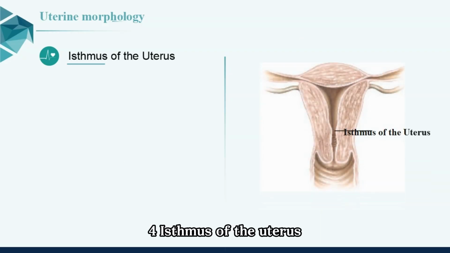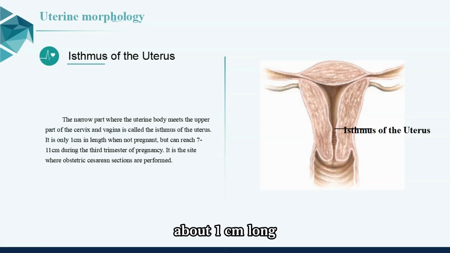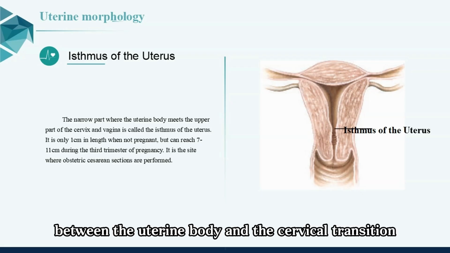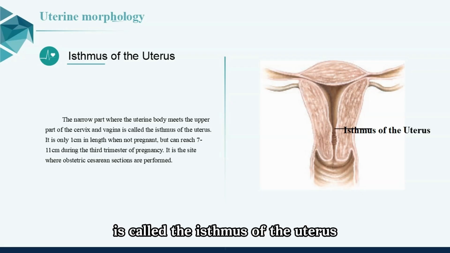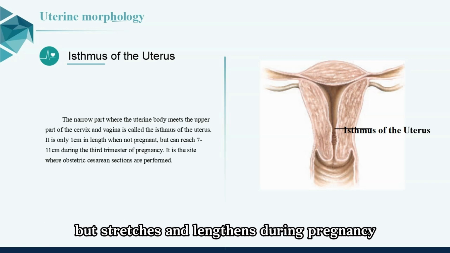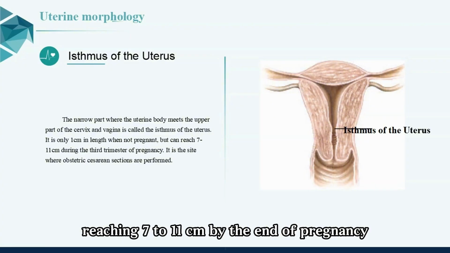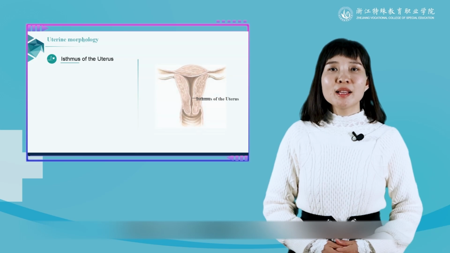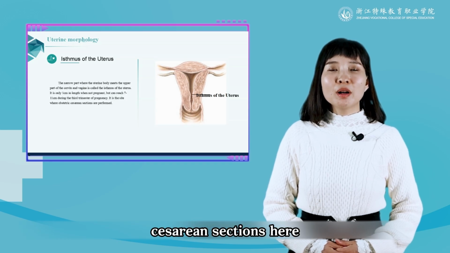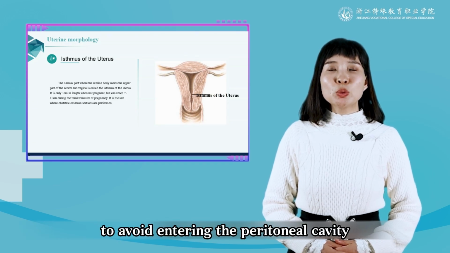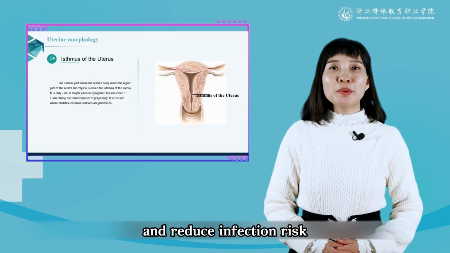4. Isthmus of the uterus. The narrow part about 1 centimeter long between the uterine body and the cervical transition is called the isthmus of the uterus. It is indistinct in non-pregnancy but stretches and lengthens during pregnancy to form the lower uterine segment, reaching 7 to 11 centimeters by the end of pregnancy with a thinning wall. Obstetricians often perform cesarean sections here to avoid entering the peritoneal cavity and reduce infection risk.